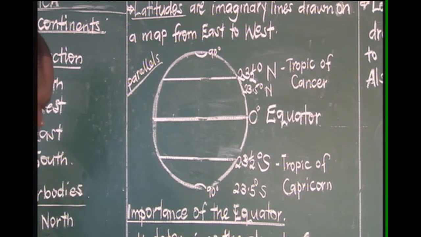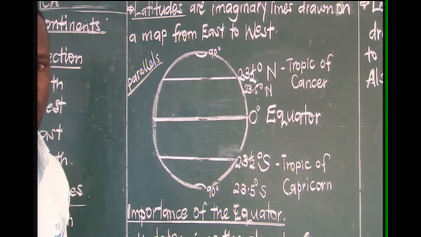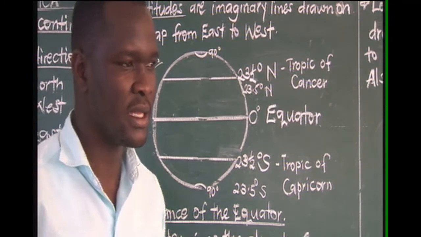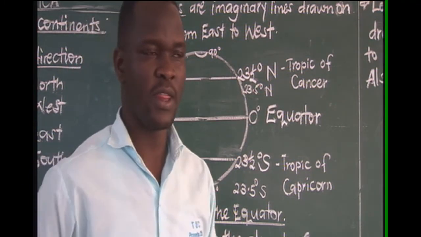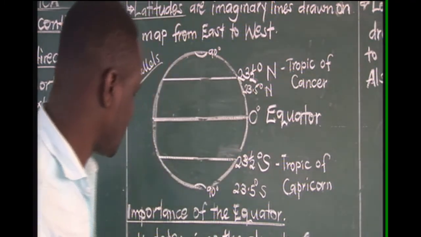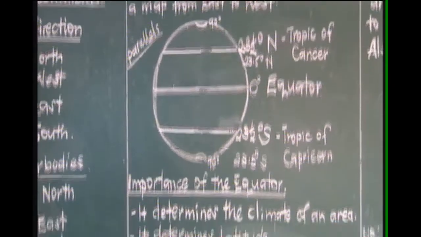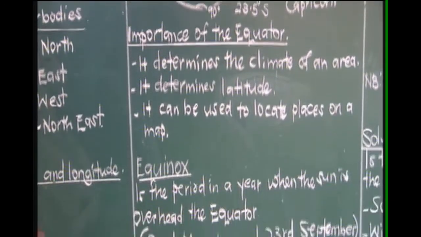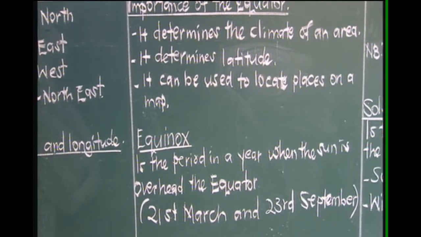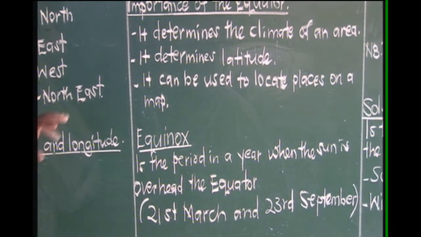Number two, the equator determines the latitude. We have said it determines the distance of a place, whether north or south. That's what we call latitude. Then the other one is it can be used to locate places on a map. That is the method that we call grid reference, as we looked at it.